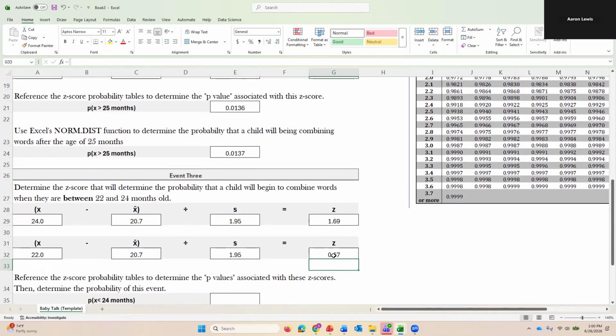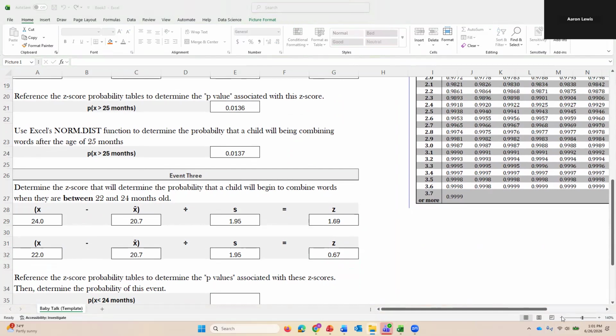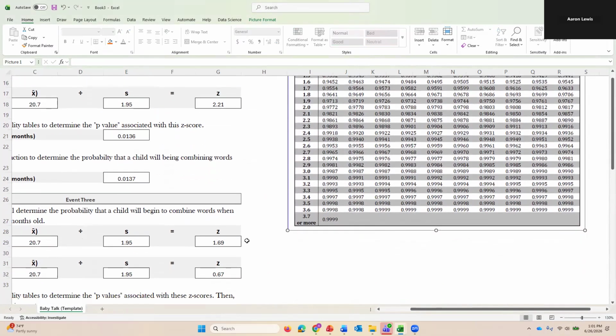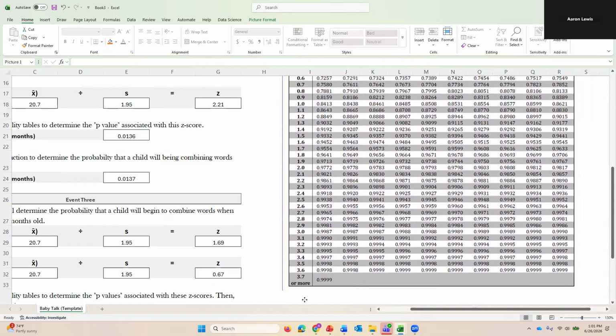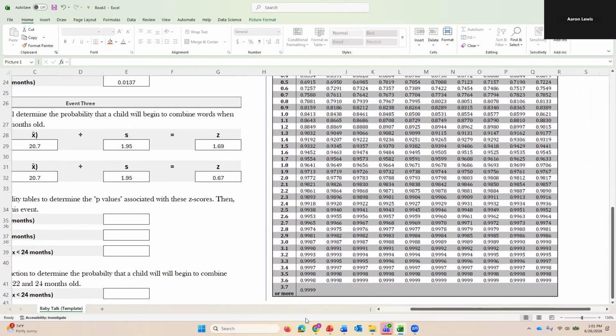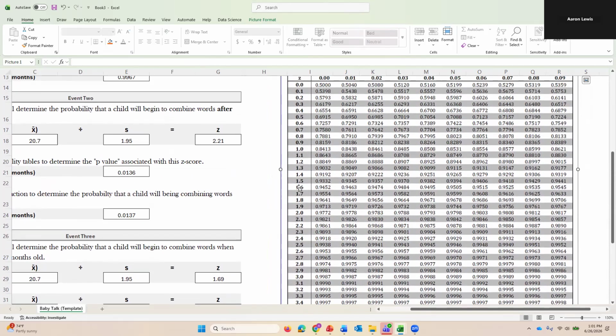So what I need to do is find the probabilities that are associated with these two z-scores. I made this a table so we could drag it down. I might have to zoom out a little bit so we can see a little better though. There we go. So coming down here, these are the two z-scores that we're looking for. Yep, 1.69. 1.6 is right here.